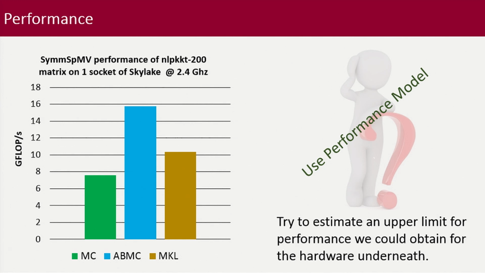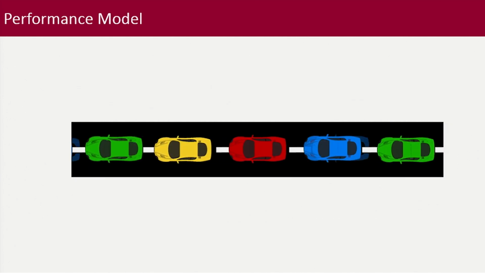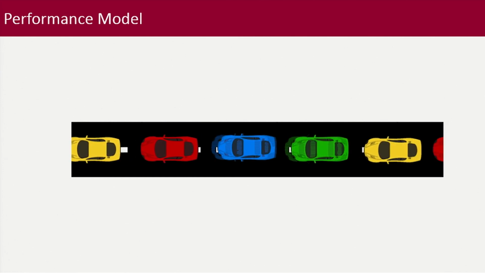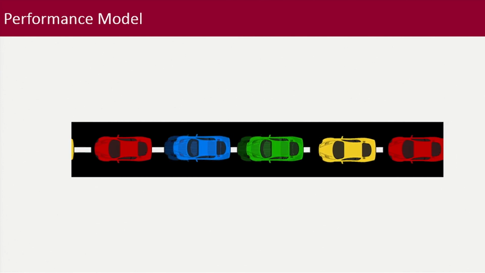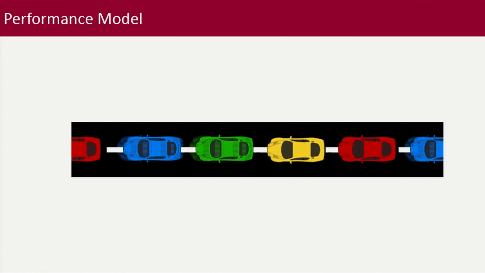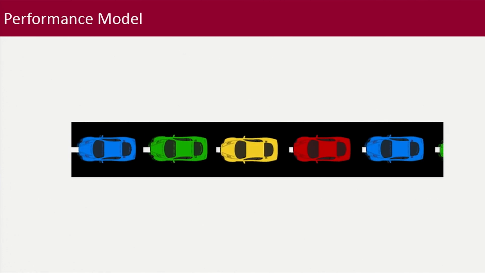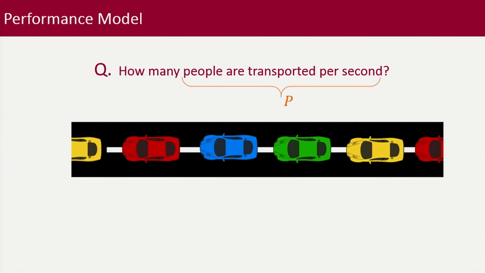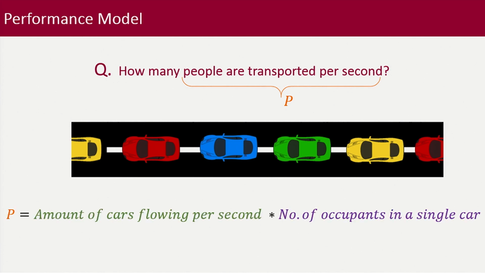But how does it work? It's a fairly easy concept. Let's go to the street to find out. Let's assume there's a constant flow of cars or traffic throughout a street. Now we are interested to find out the number of people transported through this road in a given time, which we denote as P. This could easily be calculated by estimating the number of cars flowing per second and multiplying it with the average number of occupants in a single car.